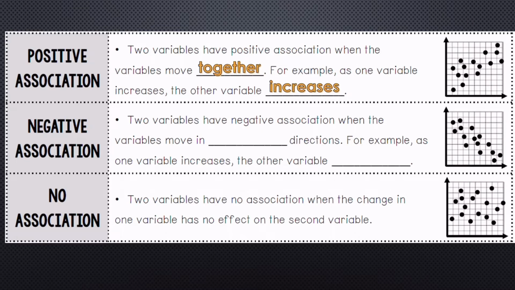A negative association means that they move in opposite directions. So as one variable increases, the other variable decreases. Our third type is called no association, meaning they don't relate to each other. There is no effect on the other one, okay?